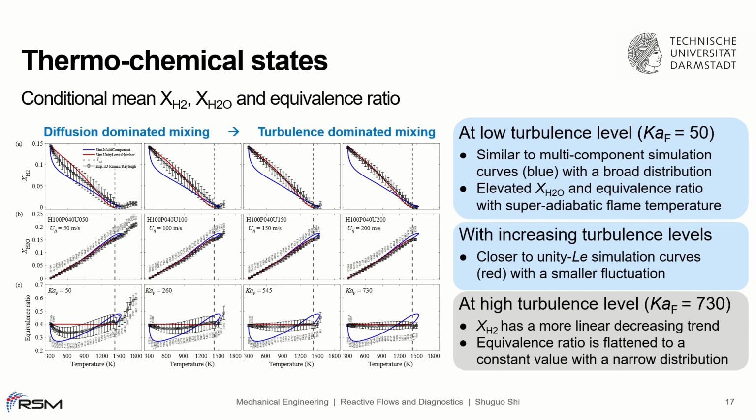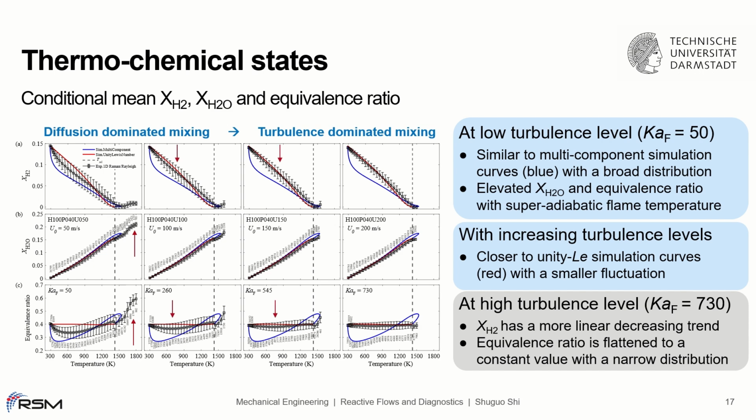To further quantify the thermochemical states, the conditional mean and fluctuation of hydrogen mole fraction, water mole fraction, and equivalence ratio over temperature are shown in this slide. Again, the 1D simulation results with multi-component transport and unity Lewis number are shown as blue and red lines. At low turbulence level, the measured mean profiles are similar to the multi-component simulation curves with a broad distribution. Elevated water mole fraction and equivalence ratio with superadiabatic flame temperature are clearly observed, which indicates that the molecular diffusion still plays a significant role in the mixing process.